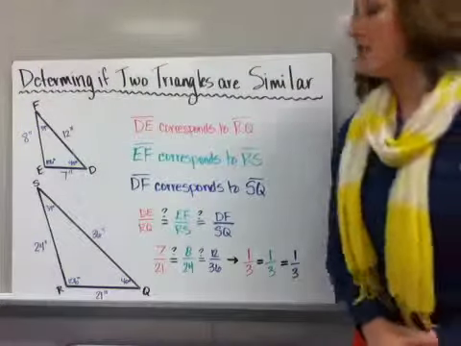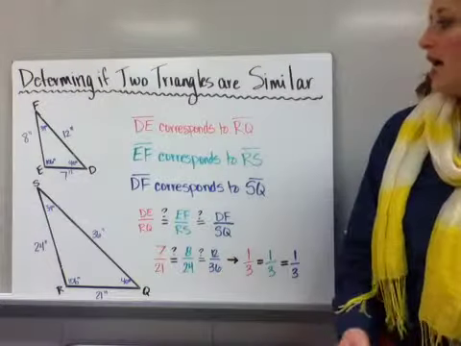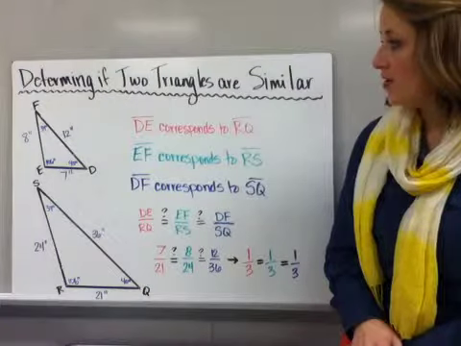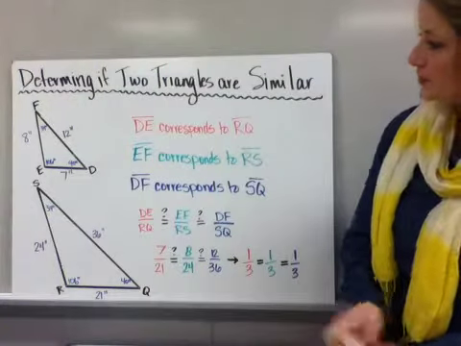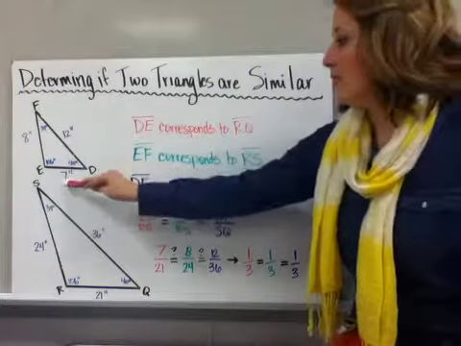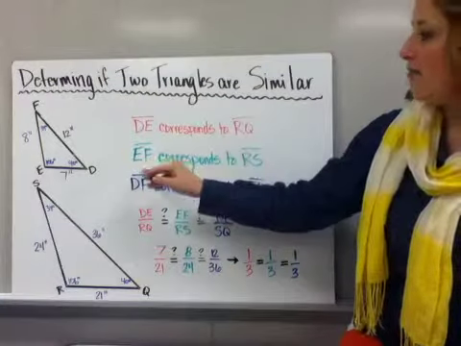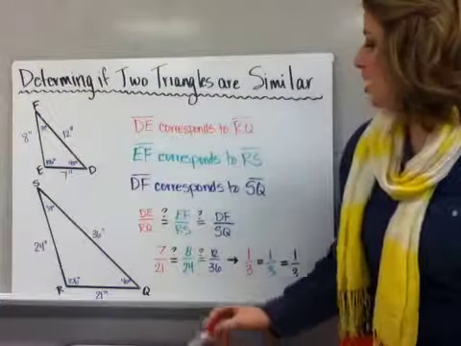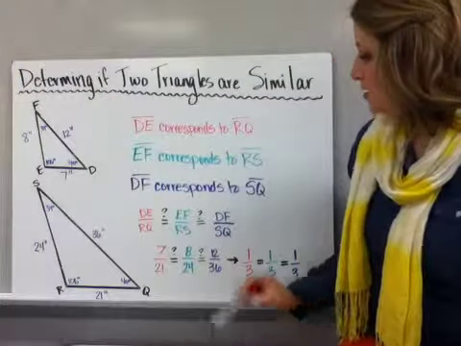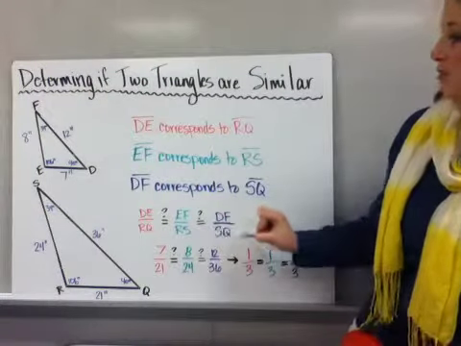Determining if two triangles are similar. What you do is you have to make sure that their sides are proportional and also look at their angles to make sure they are equal. So first let's look at our corresponding sides. Segment DE, that's the bottom here, it corresponds to RQ. EF, the left, corresponds to RS, and DF corresponds to SQ. So we set up ratios comparing those corresponding sides.